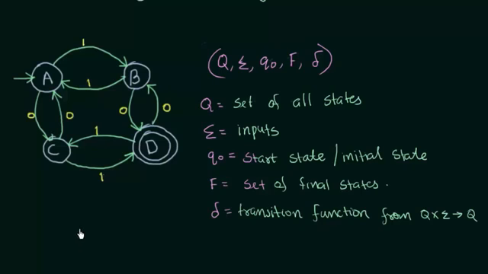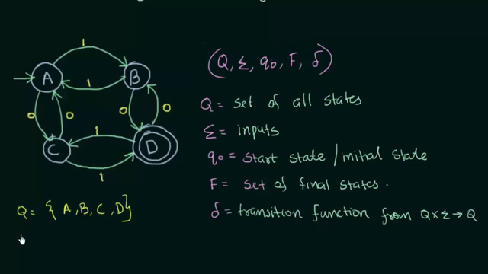Okay, so now let us write down the values for these 5 tuples for the example that we have taken here. For our particular DFA, what are the values for these tuples? First of all, we have Q. So what is Q here? Q is the set of all states. A, B, C, and D.